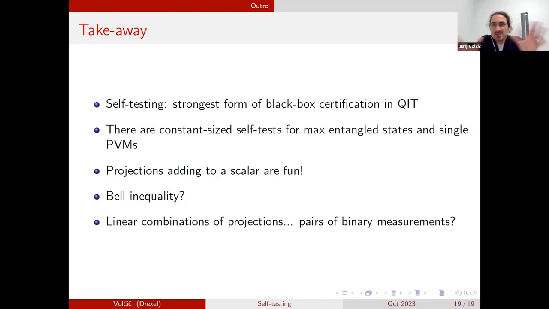I'm just saying I did try. It didn't quite work yet. And the last thing that I want to say is linear combination of projections. So adding, varying all those coefficients a bit more, I think one can get more of this, right?